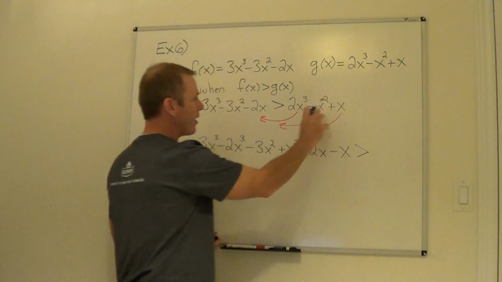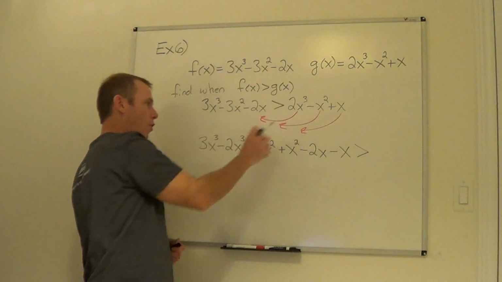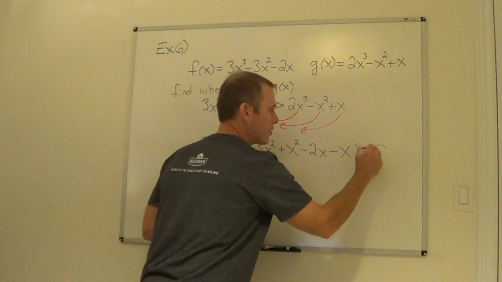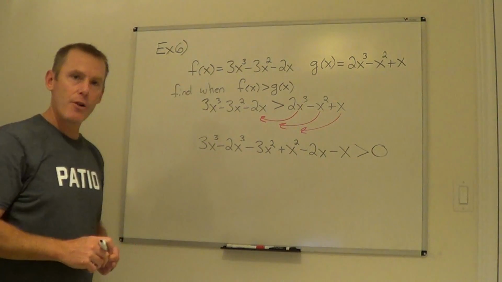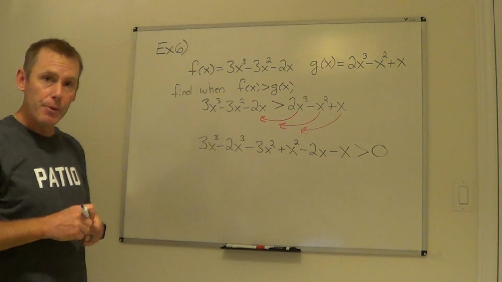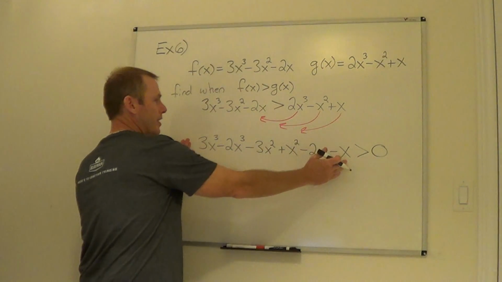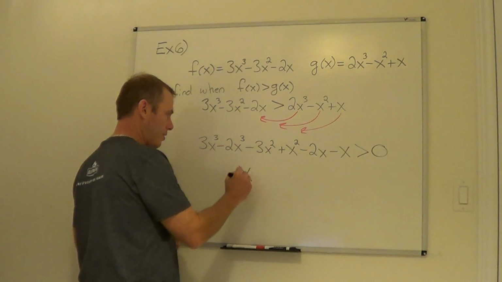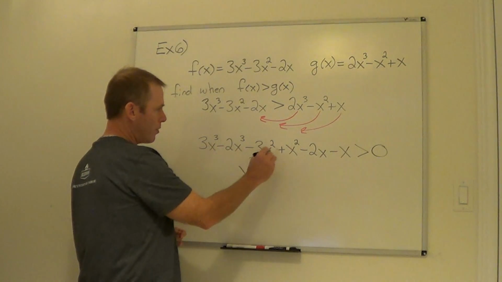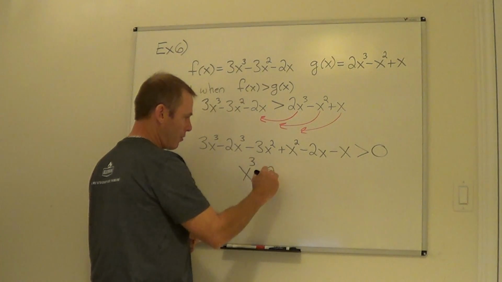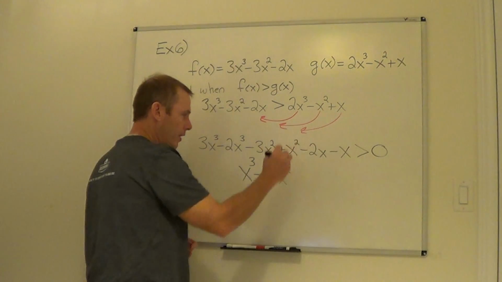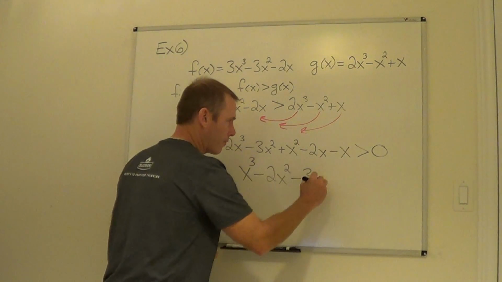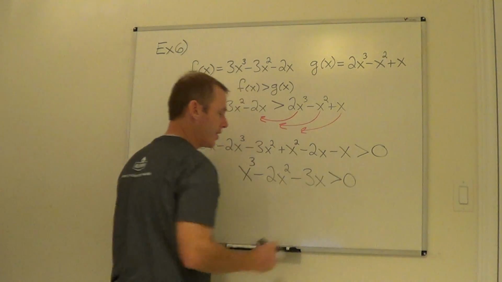And again, now that I've moved the three terms of g of x over, there is nothing over there. And then the next step is to simplify what we have on this left side of our inequality. So 3x cubed minus 2x cubed is just an x cubed. Minus 3x squared plus an x squared, well, we're still down 2x squareds. And then putting the x's together, we have a minus 3x is greater than 0.